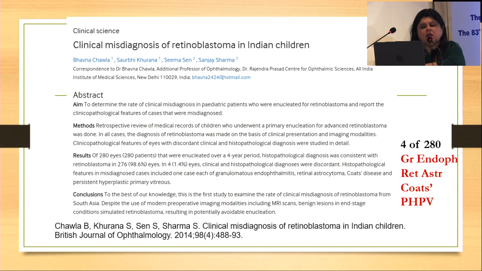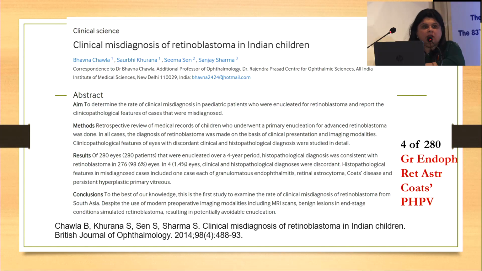Is it retinoblastoma? We had a series of patients where retinoblastoma was misdiagnosed. This was a series of about 280 cases, all of them enucleated at our center. All these 280 enucleations were done for retinoblastoma. But out of these 280 cases, 4 cases didn't turn out to be retinoblastoma on histopathology. One was granulomatous endophthalmitis, one was a retinal astrocytoma, one was Coats, and one was PHPV. So 4 out of 280, almost 1.4% of cases, where we misdiagnosed retinoblastoma, and finally it was on histopathology.